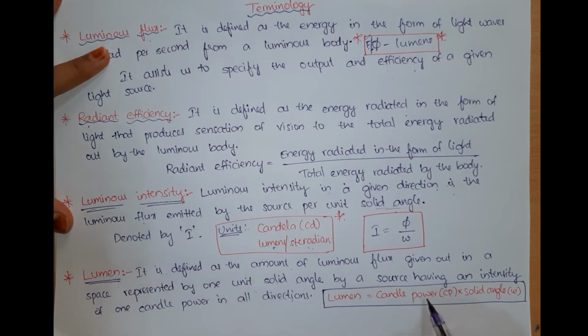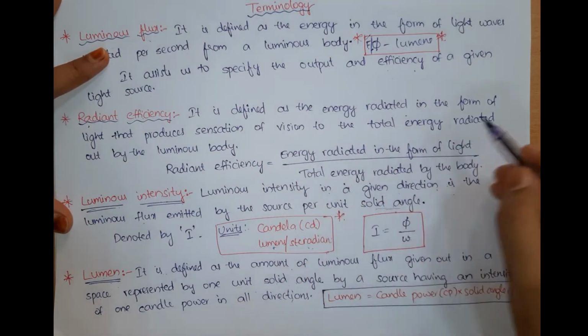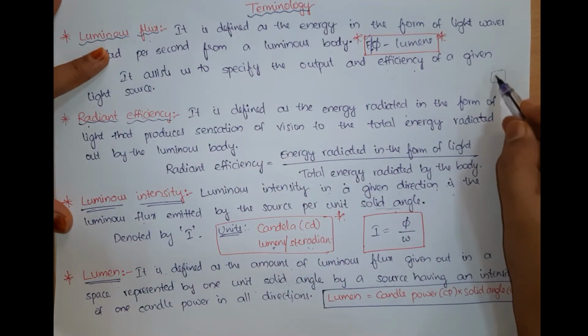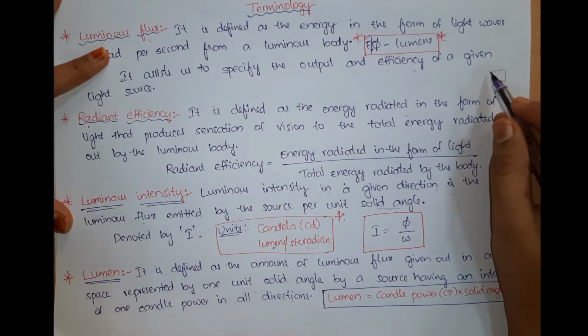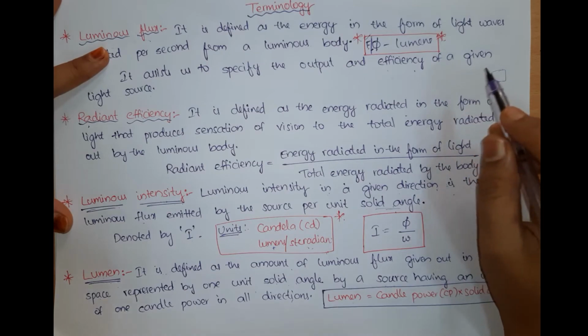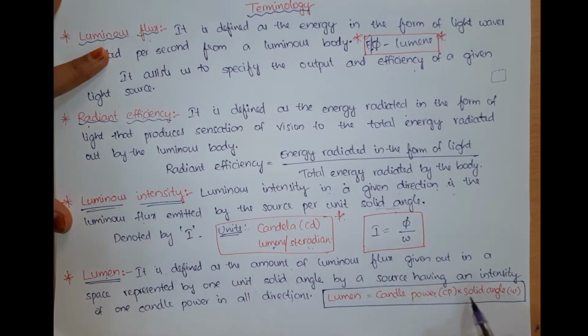So lumen is given like luminous flux, that is nothing but candle power into solid angle. See, per unit solid angle, how much is emitted by 1 unit solid angle. If you split the solid angle into a number of areas, for a certain area, how much luminous flux is emitted, that is called lumen. So lumen is given by candle power into solid angle omega.